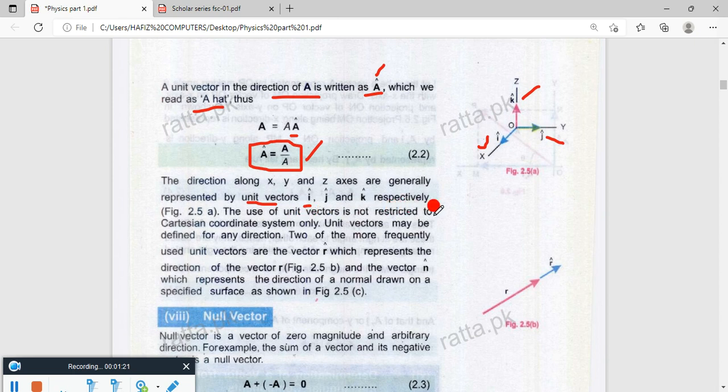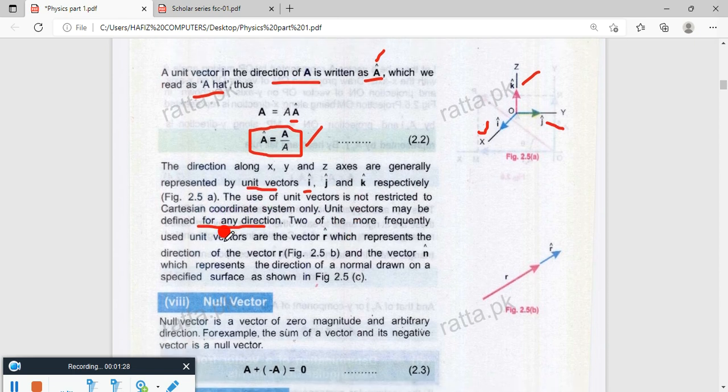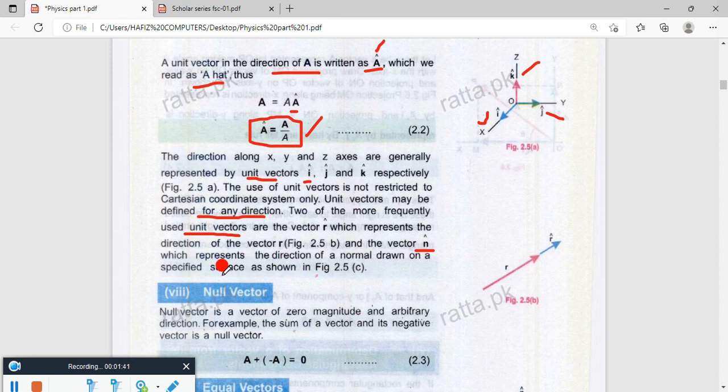The use of unit vectors is not restricted to the Cartesian coordinate system only. Unit vectors may be defined for any direction. More frequently, unit vectors are the vectors which represent the direction of a vector, and the vector n cap represents the direction of a normal drawn on the surface, as shown in the figure. This is the vector r, but its unit vector is given in the direction of this vector.